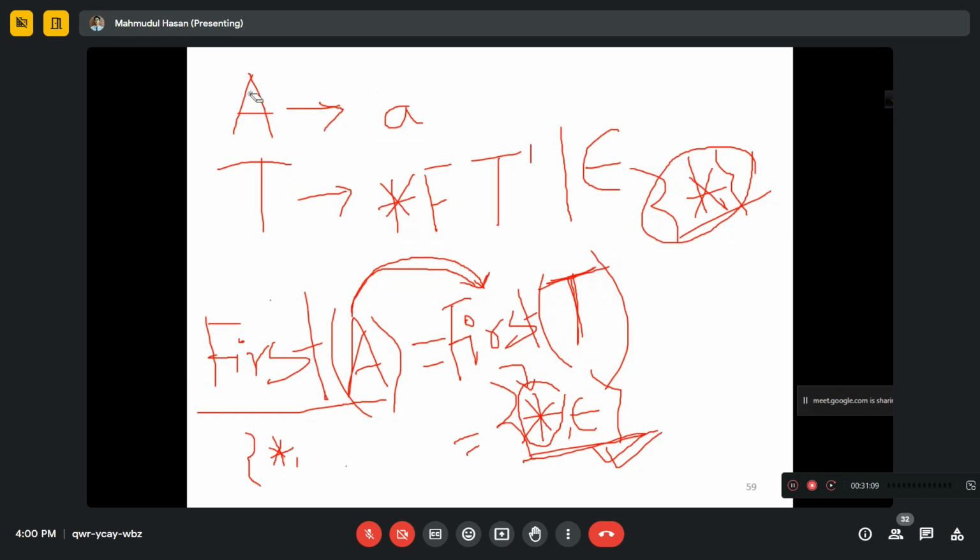Then what is the first of A? A. So this is the first of A. This is the difference. Now this is the first of A: star and A, and the first of T is star and epsilon.